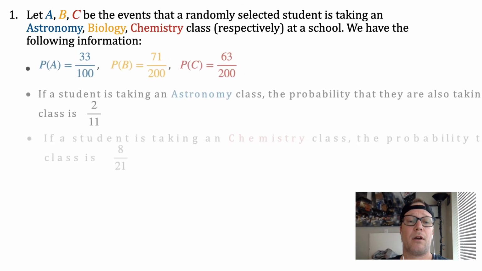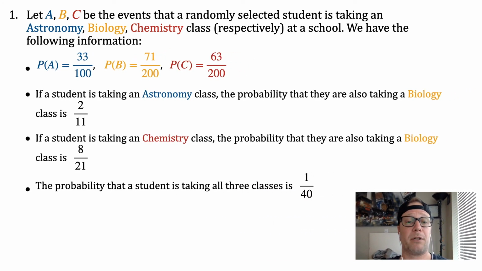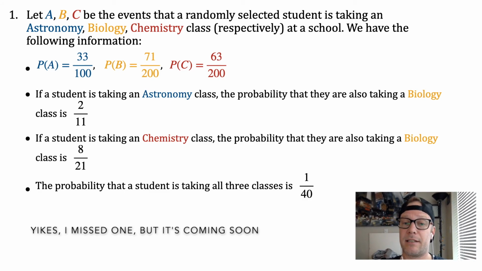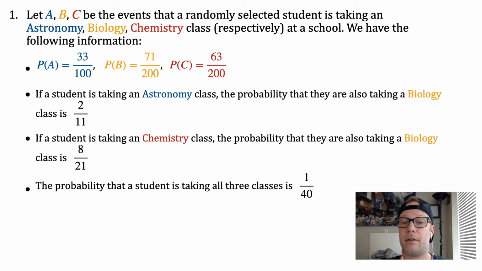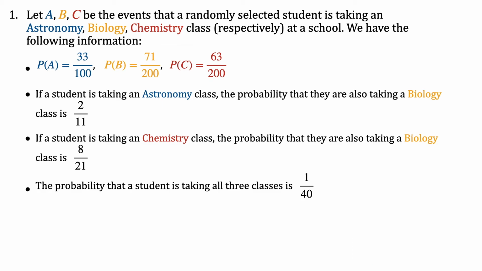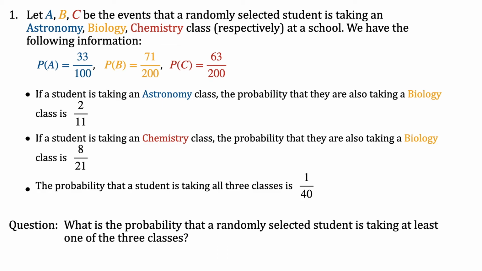So we're told the individual probabilities, the probability of A, B, and C. We're also given 2 separate what we call conditional probabilities. If this, then what? And finally, we're given the probability that a student is taking all 3 classes. So the probability of A, of them taking astronomy and biology and chemistry is 1 over 40. And the question, what is the probability that a randomly selected student is taking at least one of the 3 classes? All right.